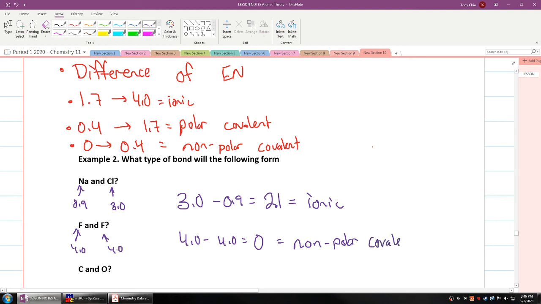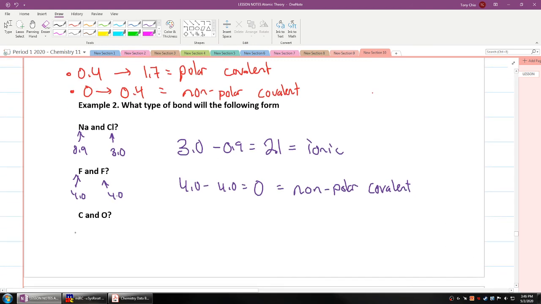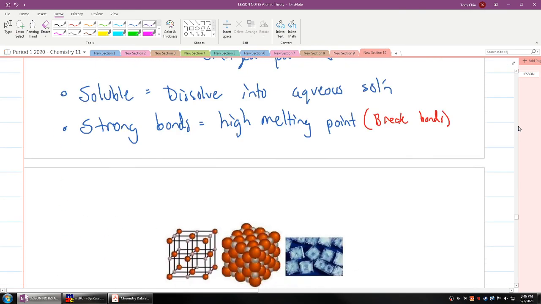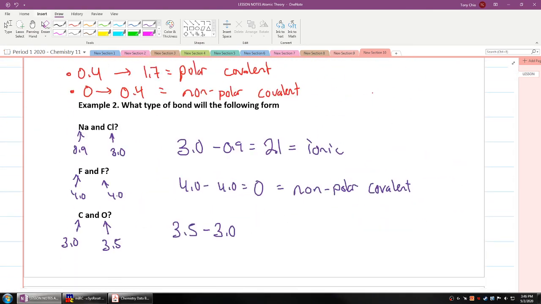The last one's carbon and oxygen. Carbon has an electronegativity of 3. Oxygen has an electronegativity of 3.5. Well, what's going to form this time? 3.5 take away 3.0. Wait, let me check one more second, making sure it is 3.0. Actually, carbon is actually 2.5, not 3.0. Nitrogen is 3.0. So carbon is 2.5. 3.5 take away 2.5 is 1.0. And using this chart, that means carbon and oxygen will form what we call a polar covalent compound.